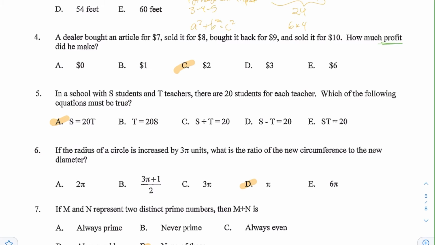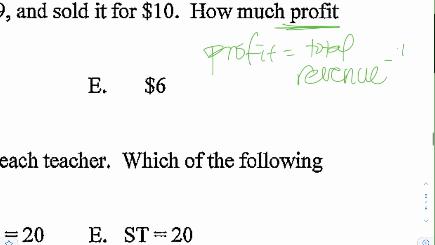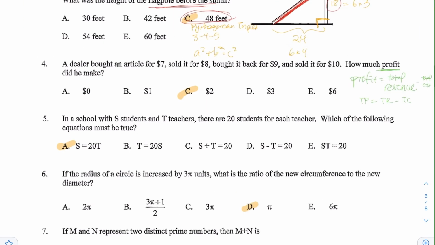So remember, profit is the money that you get. So it's the total revenue, but you have to subtract the total cost. So total profit is equal to total revenue minus the total cost, which means if he sold it for $8 and then sold it for $10, he received a total of $18 in revenue.